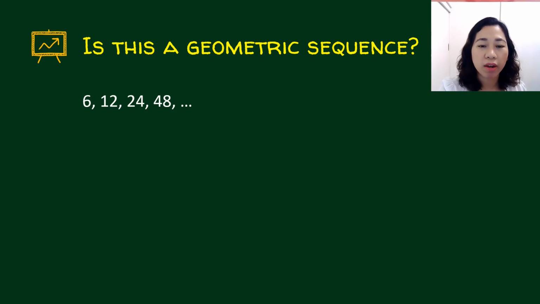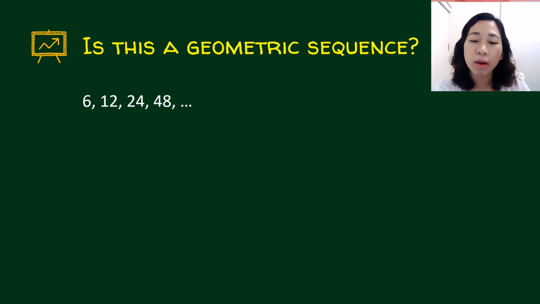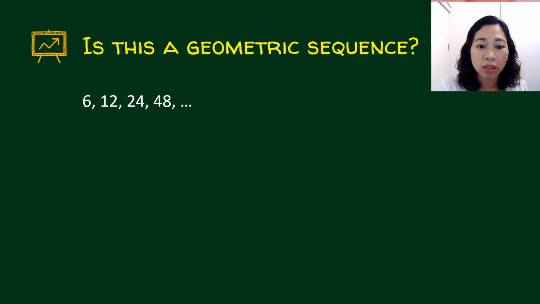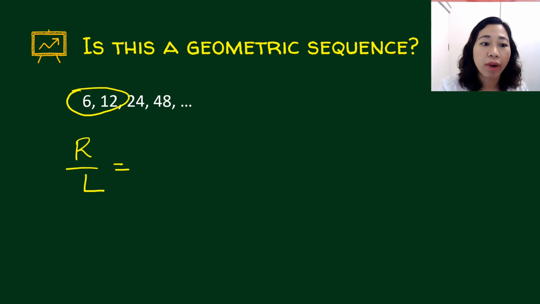Okay, let's have an example. Let's see whether this is a geometric sequence. We have 6, 12, 24, and 48. Now, for some of you, it might be easy to see it, but for some who cannot easily see it, how do we know if we have a geometric sequence? You always form the ratio right over left. So, for example, if I take these two terms here, what will be the right over left? My right term is 12 over 6. So that's equal to 2.